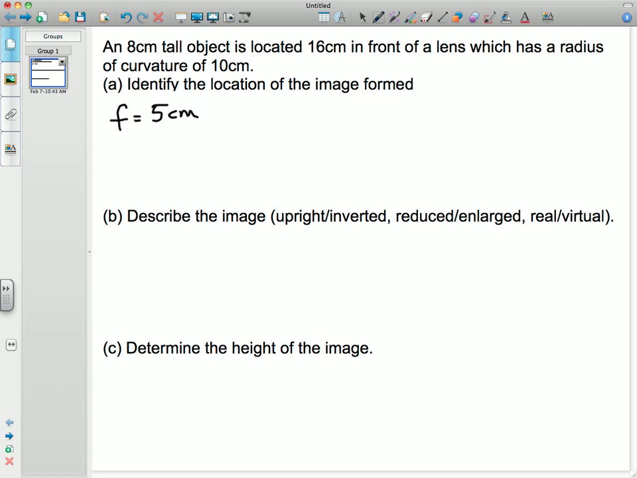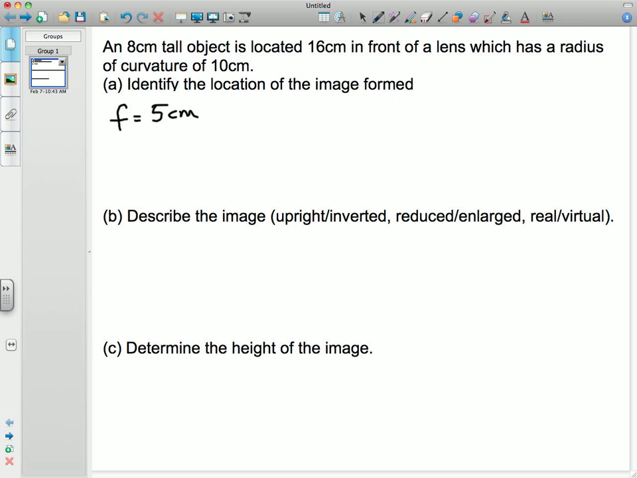Now with that piece of information, how do you locate the image of an object? You use that formula. Ray diagrams are probably the least accurate way of determining the image form, and I won't have you draw them without giving you a diagram to draw them on. They're very difficult to draw straight lines. So we'll use the formula. Anybody remember what the formula is?